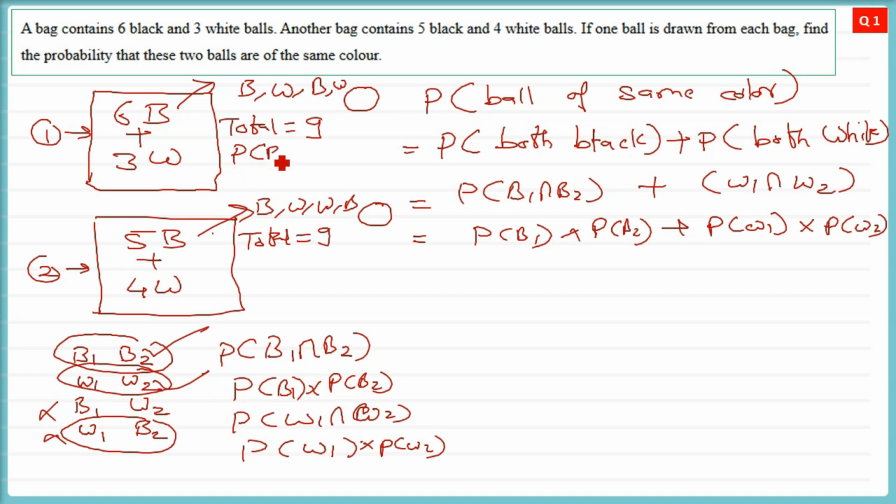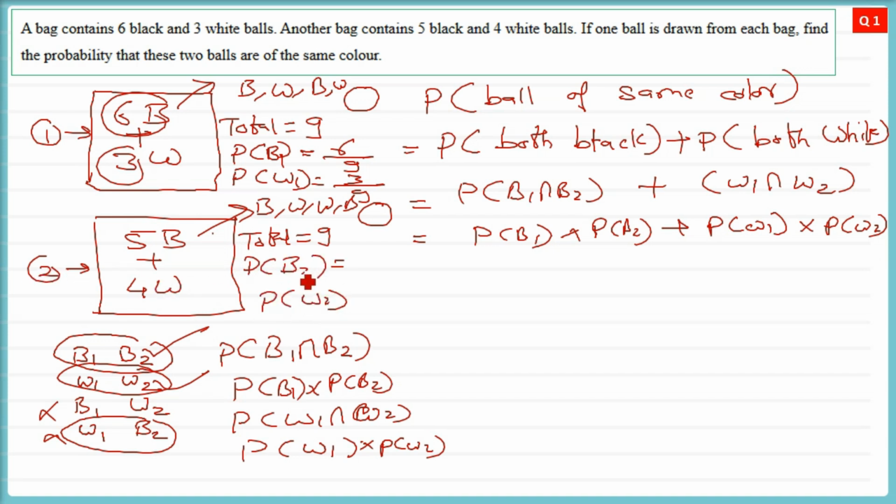The probability of getting a black and probability of getting a white in the first bag. I'm writing it as B1, W1 just to represent that they are coming from the first bag. 9 remains in the denominator because these are total cases. Blacks are 6, whites are 3. So 6 by 9 and 3 by 9 are the probabilities for the first bag. Second one again, P(B2) and P(W2). Denominator remains the same, 5 plus 4 is 9. So the total number of cases are 9. What are the favorable cases for black in the second bag? It's 5. The second one is 4.